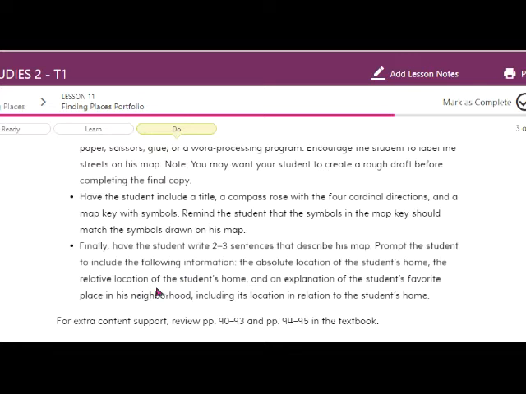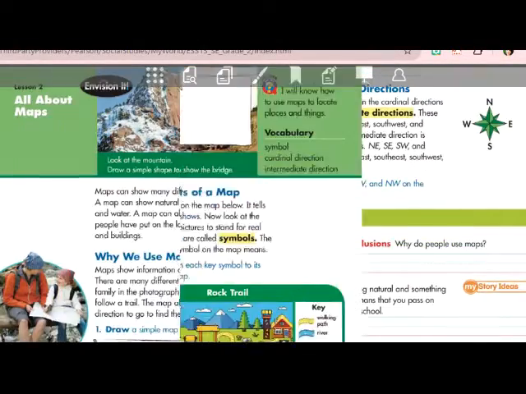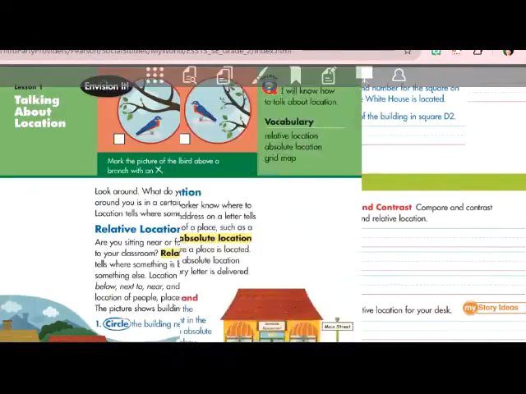The relative location of the student's home, and an explanation of your favorite place in your neighborhood, including its location in relation to your home. Those are a lot of big words. Let's go back to your book and read a little bit about absolute location and relative location.